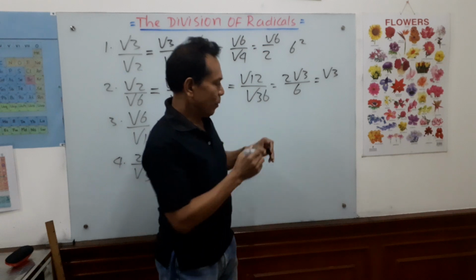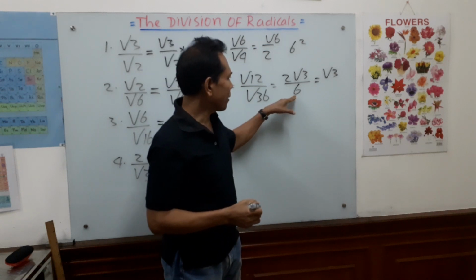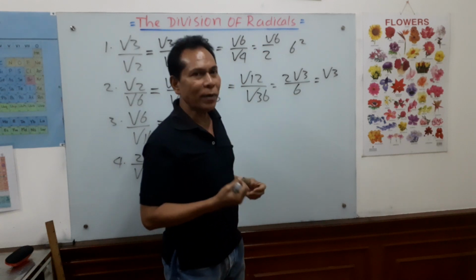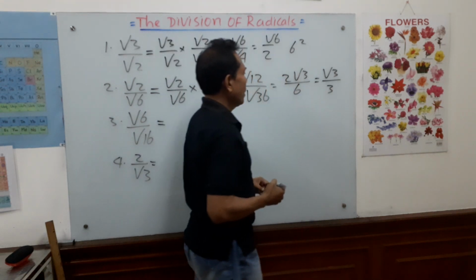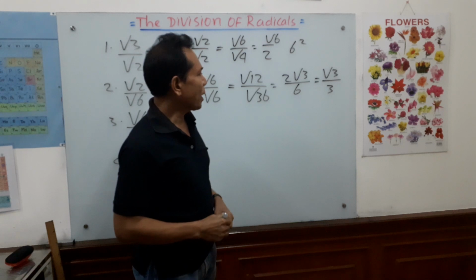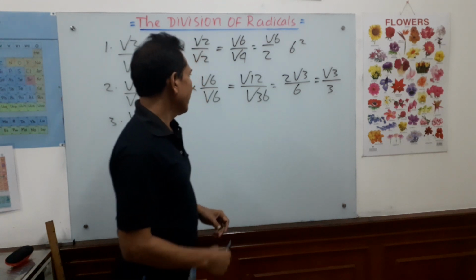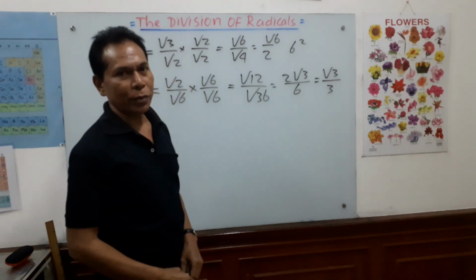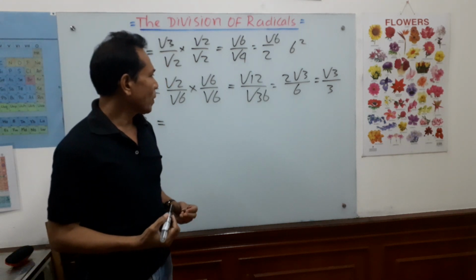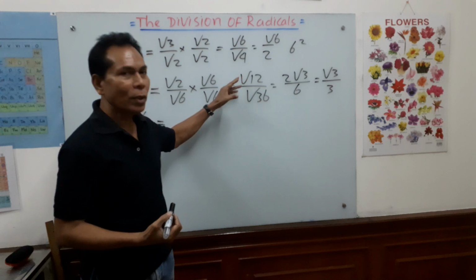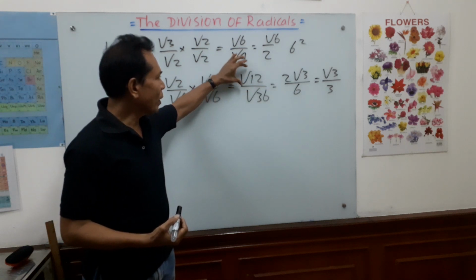And then we go to the denominator. Denominator 6 divided by 2 is 3. So we have square root 3 over 3. That's the answer for number 2. So children, take good care of how to simplify square root like this.